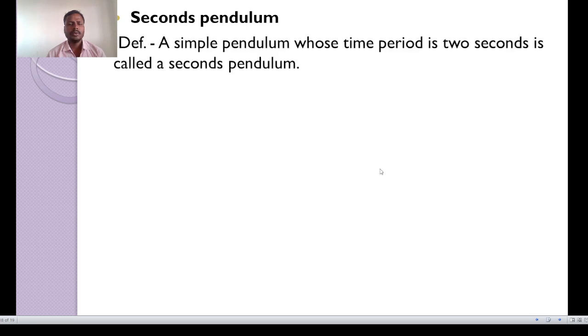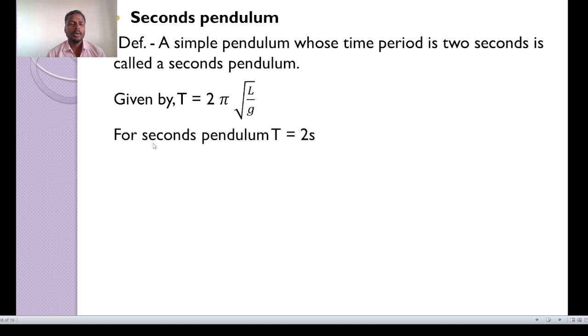Now the last point of today's lecture is the seconds pendulum. A simple pendulum whose time period is 2 seconds is called a seconds pendulum. We know that T is equal to 2 pi under root L divided by g. Therefore, for the seconds pendulum, the time period is 2 seconds, so 2 is equal to 2 pi under root L divided by g. The 2 gets cancelled, and taking the square on both sides, we can write L is equal to g divided by pi square.